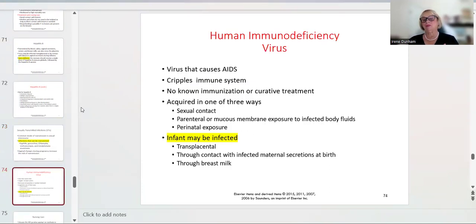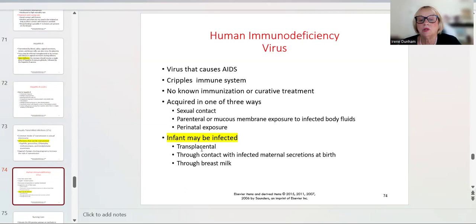HIV, we know what that virus is all about. It cripples your immune system. And of course, there's no cure, but we have better treatments today than we ever had. But remember something, this is what I want you to know. Heads up. It crosses the placenta. So if mom has HIV, baby is also going to be affected. This is also why she can't breastfeed, because it comes through the breast milk. That's what you've got to know too.